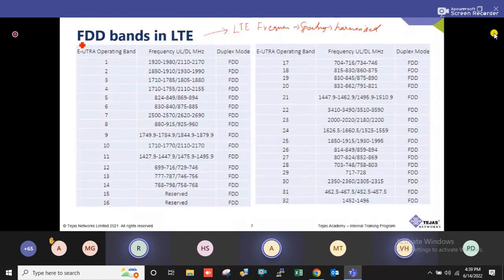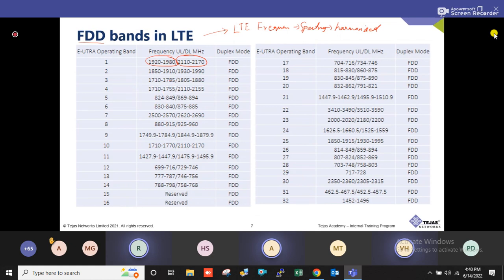So we have one sort of frequency, duplex frequencies, that is FDD. As I told you, FDD means it has a separate frequency for uplink and a separate frequency for downlink. So it has a separate channel for uploading your data and a separate channel for downloading your data. You can see here in LTE there are around, they have mentioned 32, but it is not according to the sequence. So there are a lot of bands available where we have FDD.